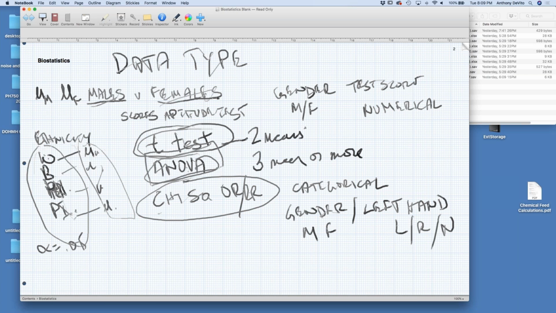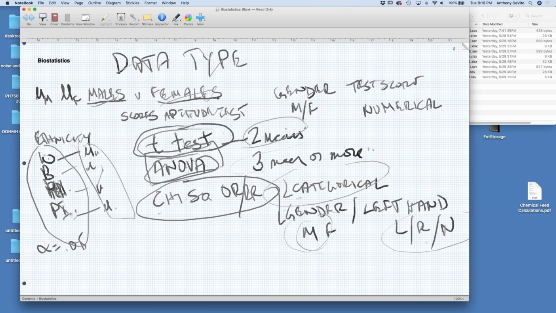Okay? So we can analyze this to determine whether there's an association between gender and left-handedness, or if there's no association. So that's chi-square. With chi-square, we're working with 2 categorical variables. With the t-test, we're working with the means of 2 groups, a numerical variable and a categorical variable. And with analysis of variance, we're working with a categorical variable with at least 3 or more values, and a numerical variable, the means of those 3 different groups.